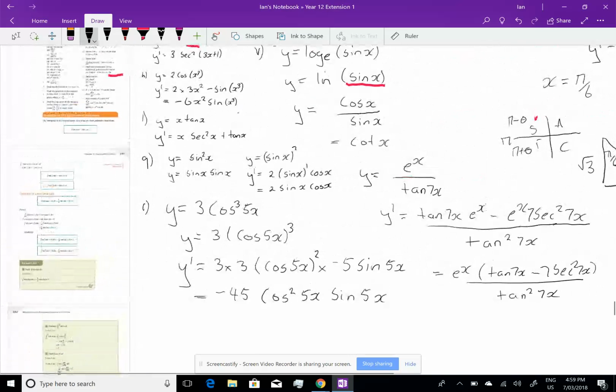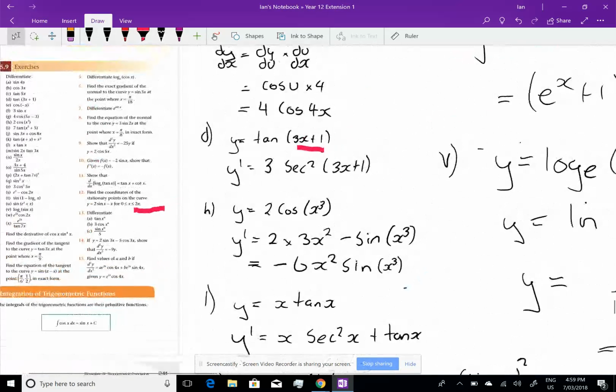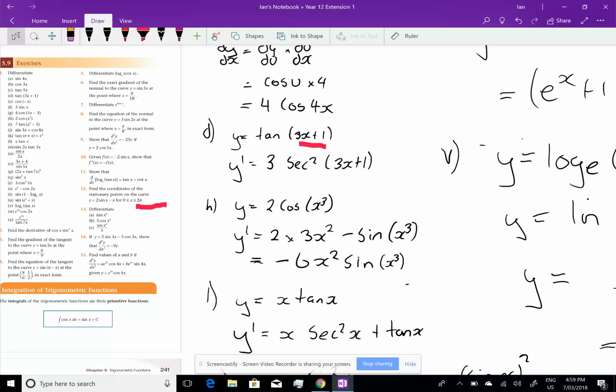Now, what are some other ones here that I think might be hard? That's as far as we got today. Differentiating log cos x, yeah, that's okay, should have a go at that. The equation of the normal. I think I like question 8 and 9. 8 and 9.